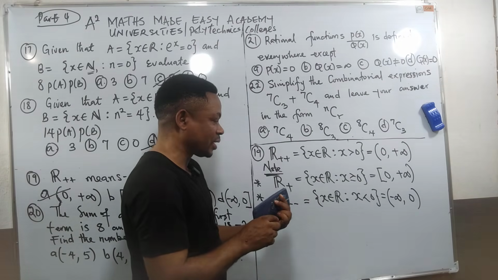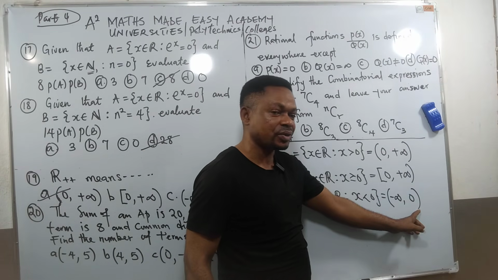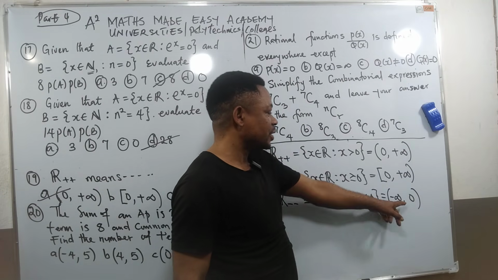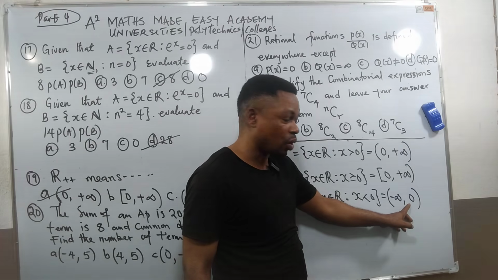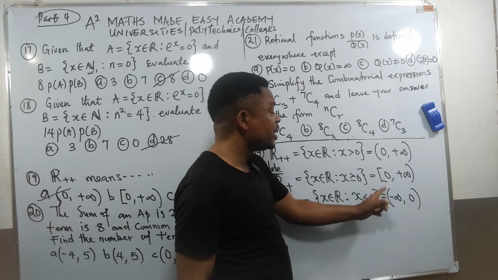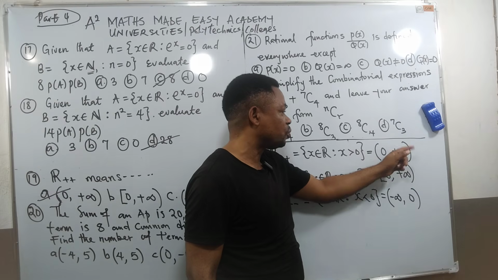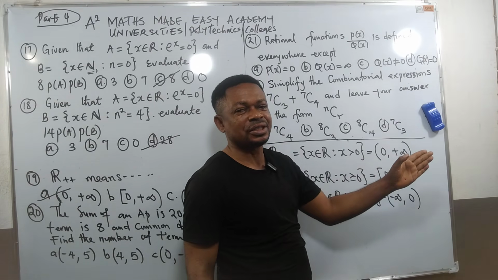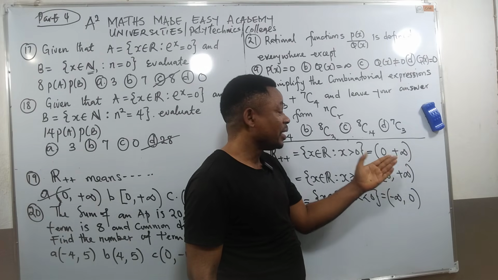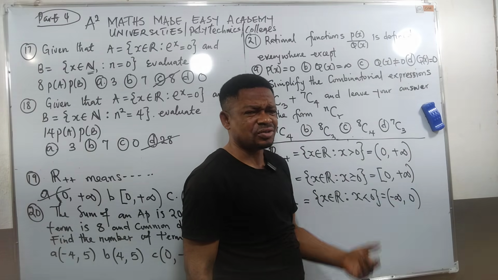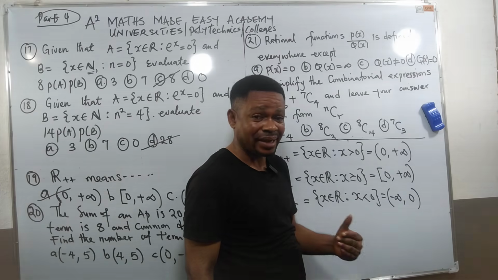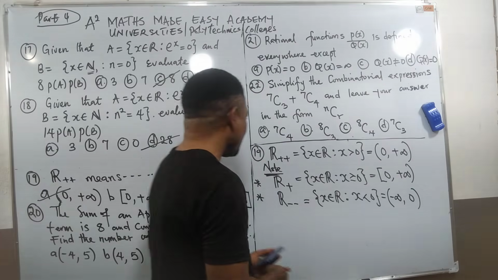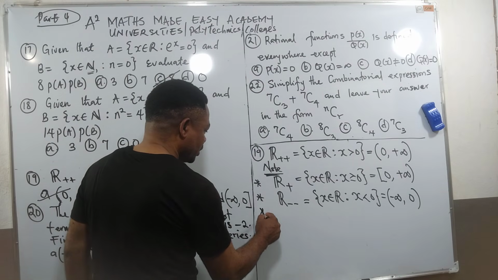Why do we choose a round bracket? Because it is not bounded. Now watch out: there is no equal to, so you choose a round bracket. Also, for infinity, please, you don't use a square bracket. Infinity, both the negative and the positive, has no end, and because it has no end, it's not bounded. You use a round bracket instead of a square bracket.